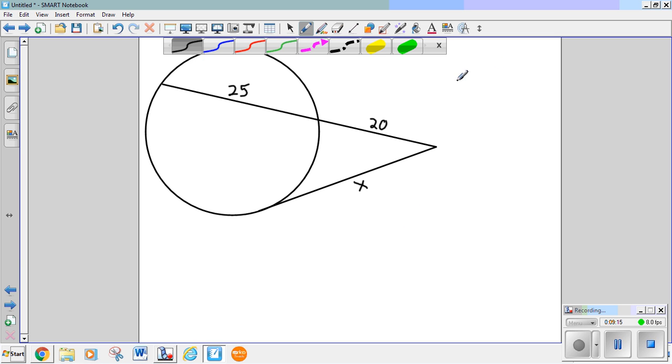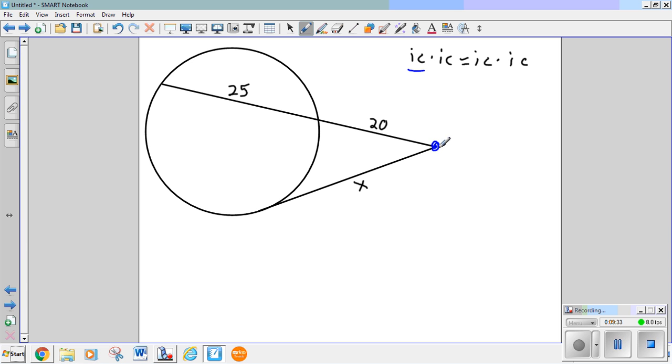Here's another situation where two segments intersect the circle and each other. So we will use IC times IC equals IC times IC. On the top segment, from the intersection to the circle is 20. From the intersection to the circle again is 20 plus 25, which is 45.